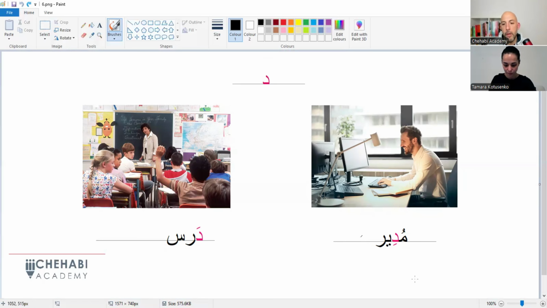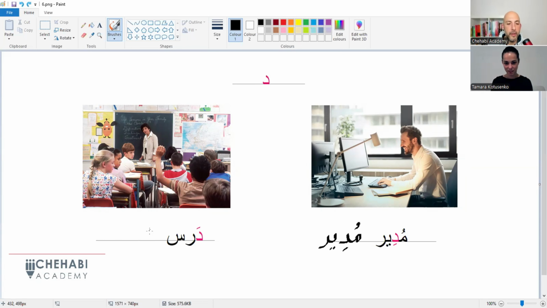I start with meme. As you know, meme at the beginning, we have two ways to write it. Either this way or this way. I start going up. See? Dal, diagonal. I leave a gap, ya, and then ra. Mudir. Next word, درس, dars. Dars means lesson, as you see here, or lesson in the book.